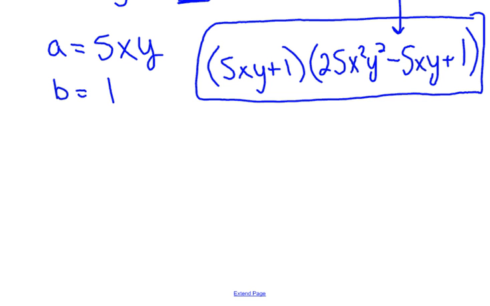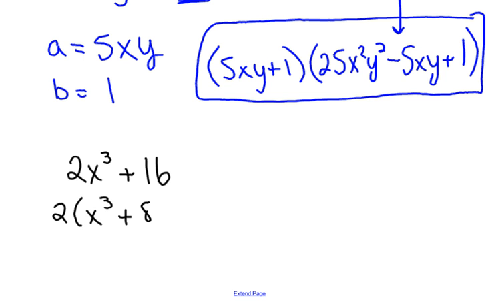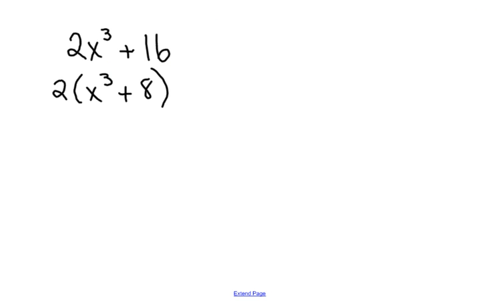The examples I've done so far have not had any greatest common factors to start with, but we could have done something like 2x cubed plus 16. Do we have a common factor there? We have a 2 we need to take out, so take out the 2 first, and you're left with x cubed plus 8. Is that a sum of perfect cubes? Yes.